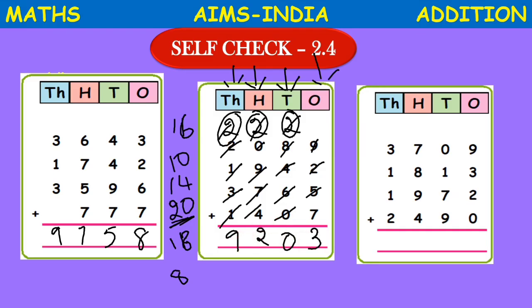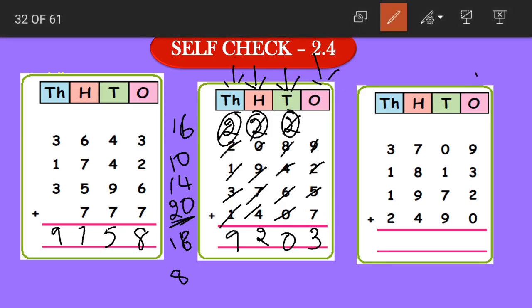The last question. In the ones place we have 9 plus 3 becomes 12. 9, 10, 11, 12. Yes. 12 plus 2 becomes 14. 14 plus 0 becomes 14 only. So 4 which is in ones place will be written here, and 1 which is in the tens place will be carried.